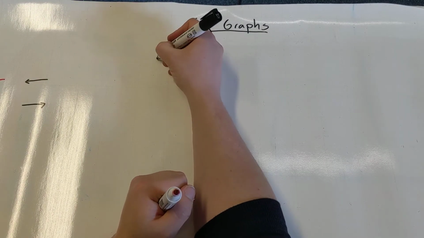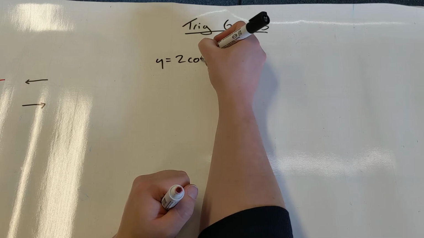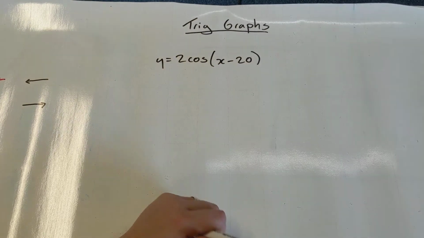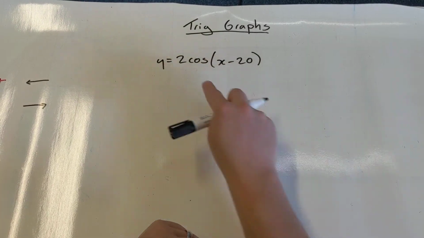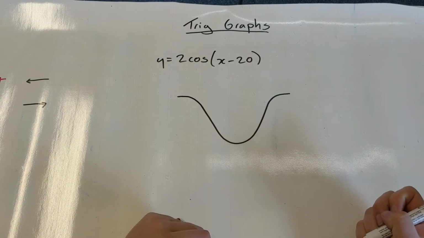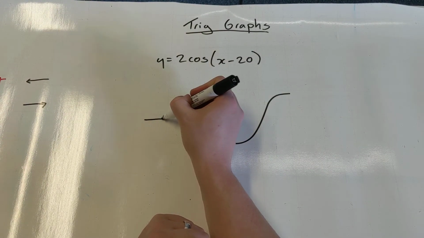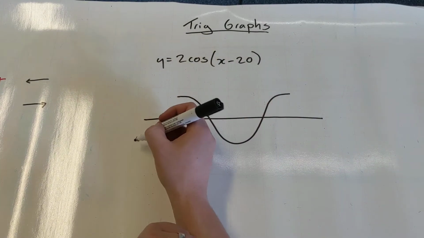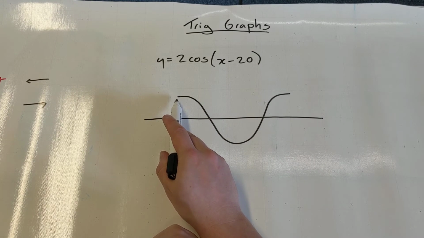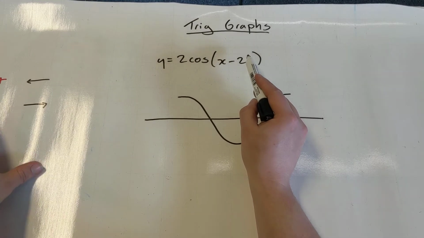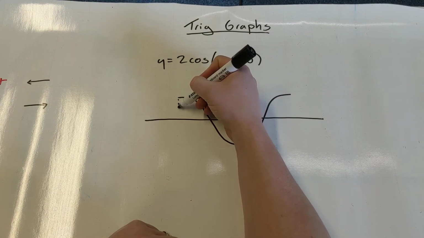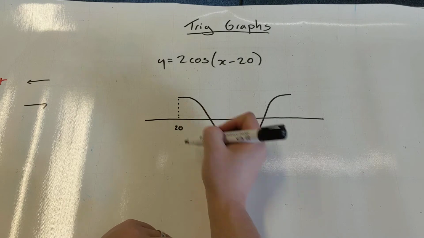Let's say we have y equals 2 cosine x minus 20. Now our cosine graph, our 2 cosine graph, is normally going to look like this. And it will have this line going through the middle. And we're going to be at -2 here and 2 here. So normally, this point here where it starts is at 0, but this negative number here, that means it has moved right 20. So instead of this being at 0, this is actually now going to be at 20.